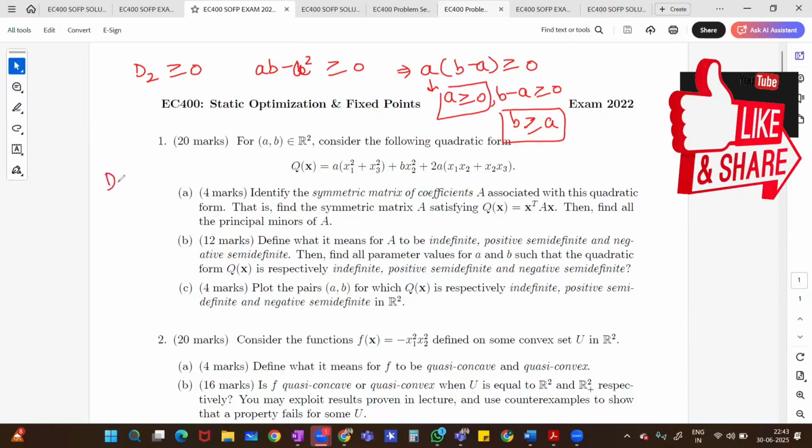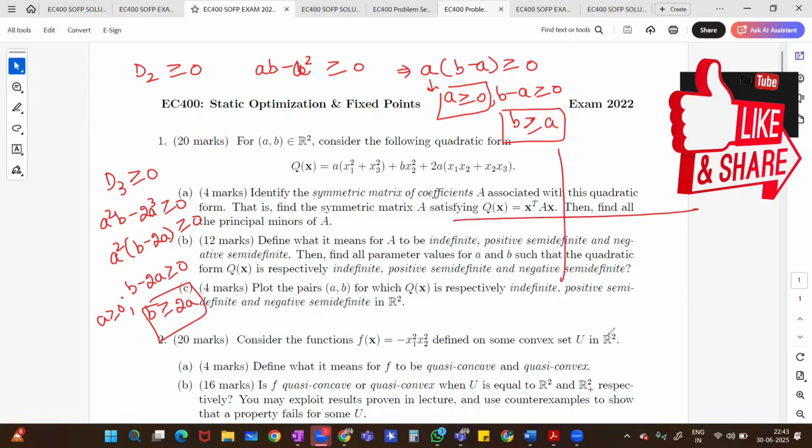And now if D3 is greater than or equal to 0, then what will be the case? a square b minus 2a cube is greater than or equal to 0. Then you take a square as common, so it's going to be a square times (b minus 2a). We know that a is greater than or equal to 0, thus a square is going to be greater than or equal to 0. Then b minus 2a is greater than or equal to 0. So b is greater than or equal to 2a.